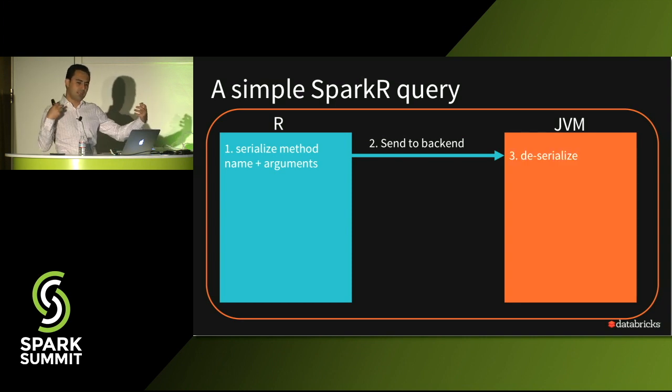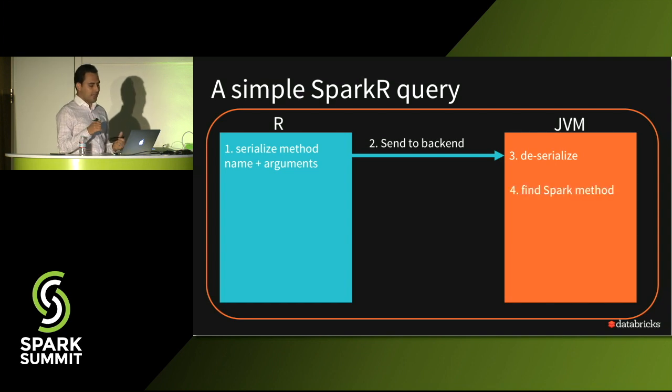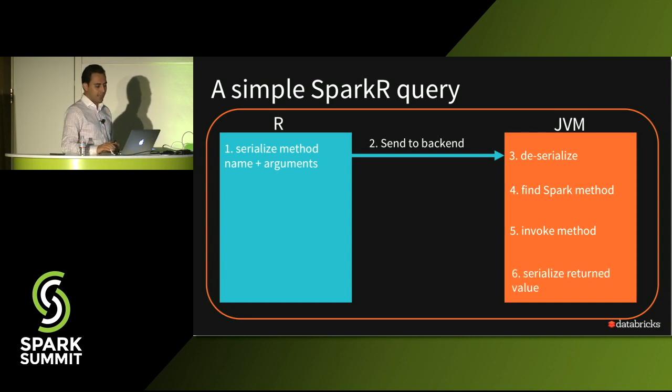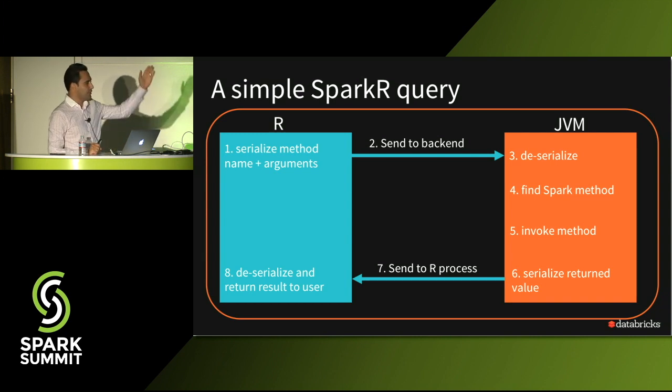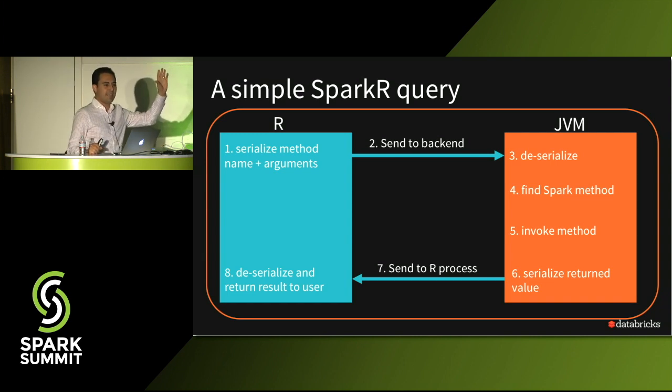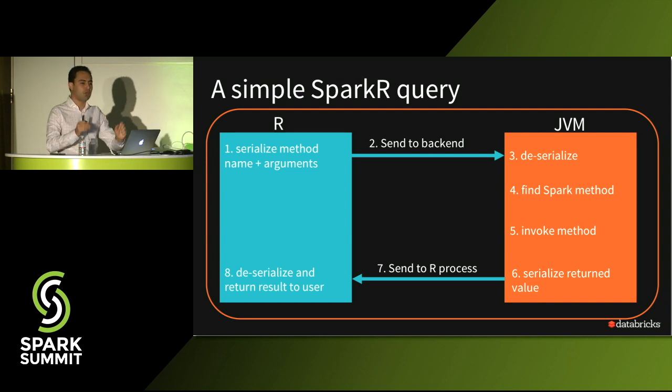Then the backend will deserialize the message, get the method and the list of arguments, and do method resolution to find what Spark method is about to be called, invoke that method, get its result back, and then serialize the result using the same protocol that I just talked about, and send it back to the R process. Now, the R process that is waiting on the connection will get the results back, deserialize it, and then return the result to the user waiting in the R process. So this is the simple loop that happens when a user calls a simple call like count or nrow or something like that inside SparkR.